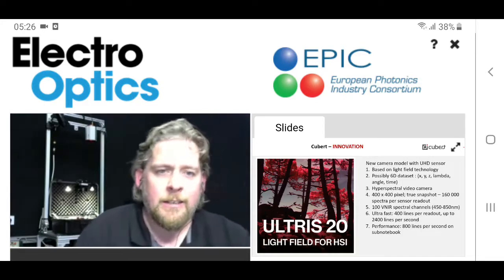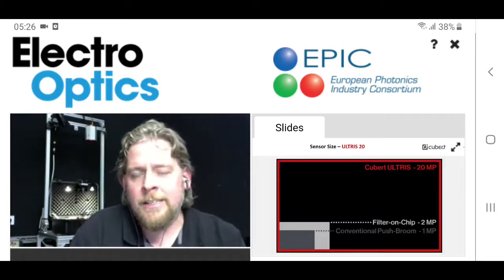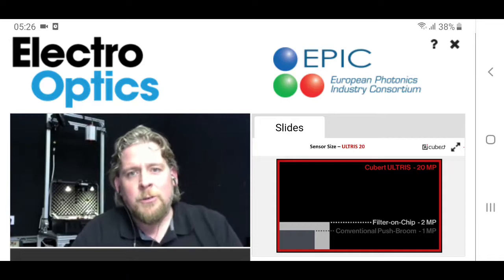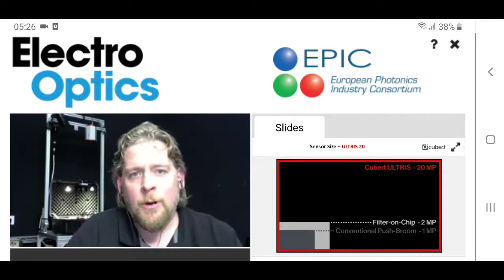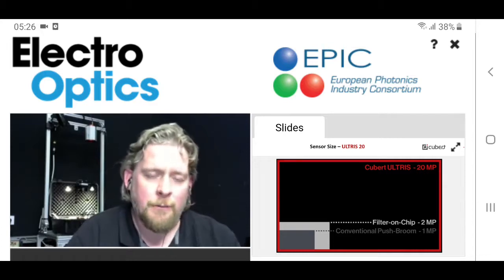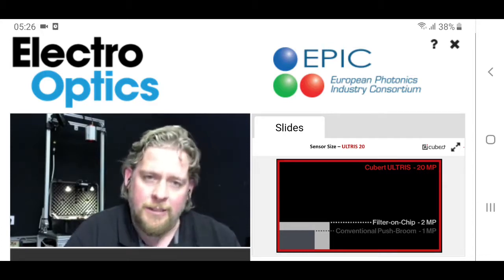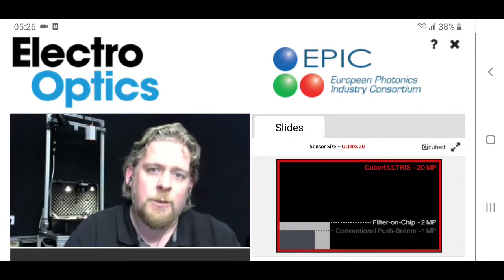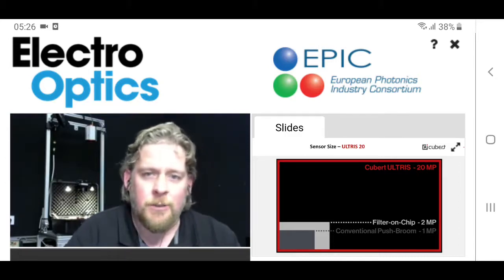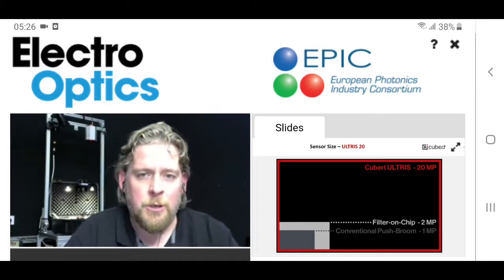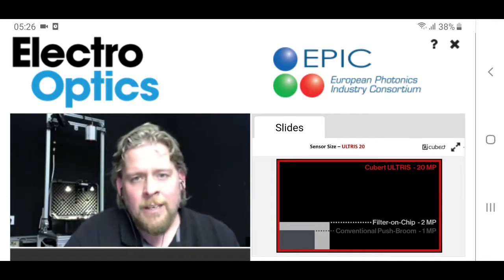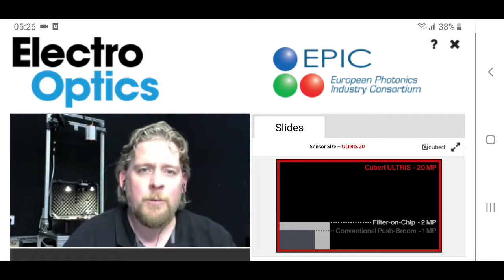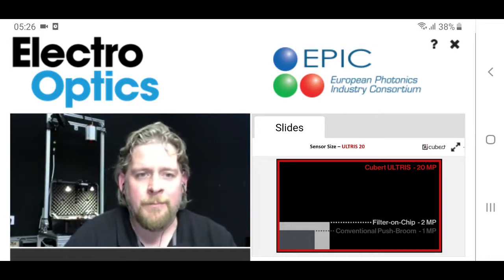And in my opinion, the core of this innovation is that we are able now to use really huge sensors to their full purpose. So the ULTRIS is the first sensor in the market, the first hyperspectral camera which uses a 20 megapixel UHD sensor. And if you compare that to conventional push-broom devices, which are basically bound to 1 megapixel sensors roundabout, then the amount of data you can get per readout is 20 times higher already.